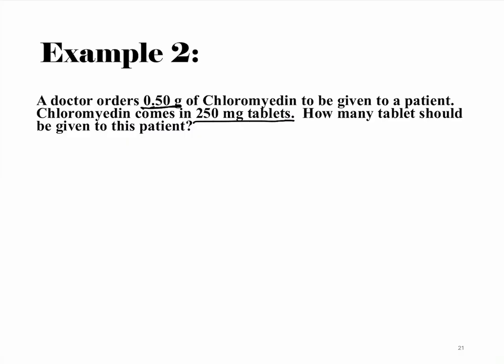Right? Ultimately, what are we trying to find? The number of tablets, right? And we're given that the doctor is giving the dose in what units? Grams, right? So we're going from mass to tablets, right? So we're probably going to have to use a couple different conversion factors here. We need one to go from 1 unit of mass to another unit of mass, which is grams to milligrams here.